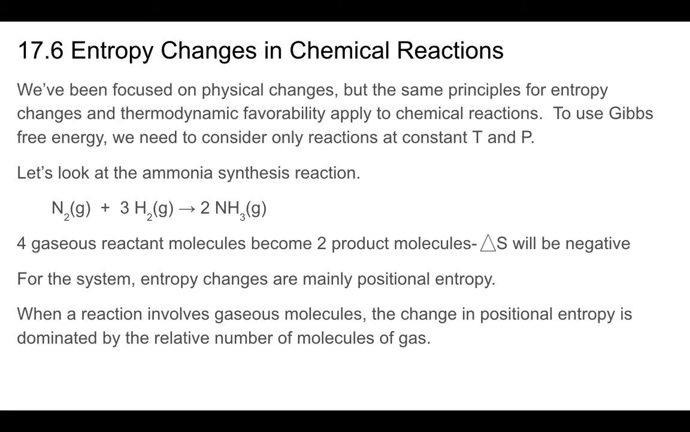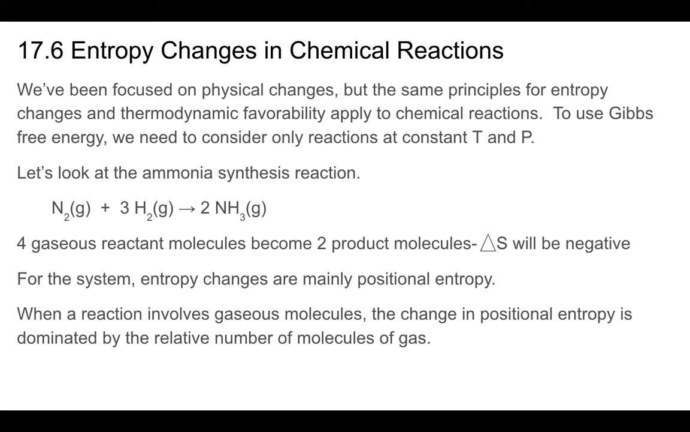For any system, that kind of gives us a rule of thumb. For any system, your entropy changes are mainly about the positional entropy. So it's mainly about how many molecules you have and what is their state, gaseous, liquid, solid, and how many different ways can you arrange them. So there are more ways to arrange 4 molecules than there are to arrange 2 molecules. So delta S is negative.